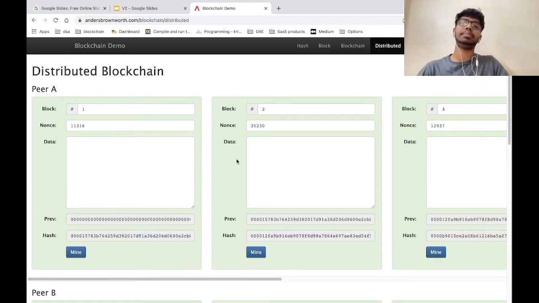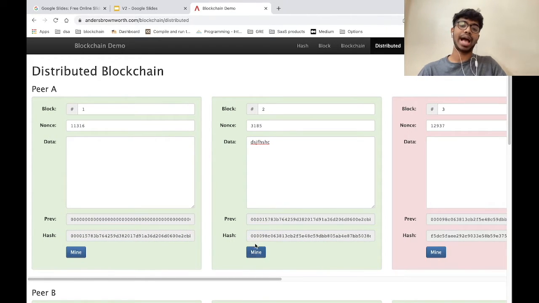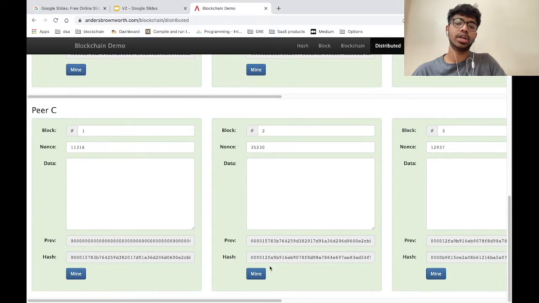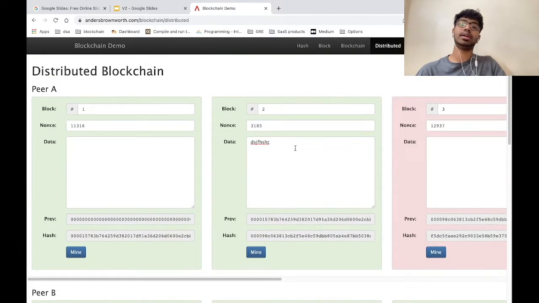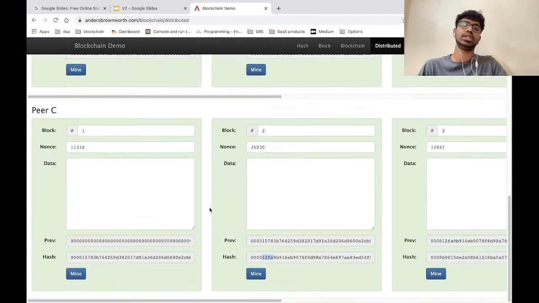Now let's just say that peer A tries to modify the data. He puts something over here. Now if he mines it, and you look at the block number 2 hash now, it's four zeros followed by 98C. But if you look over here, it's 12FA, and here also 12FA. Because of this very reason, we know that peer A has tried to modify the data, and because of this his blockchain is not valid now, and these two blockchains are valid.